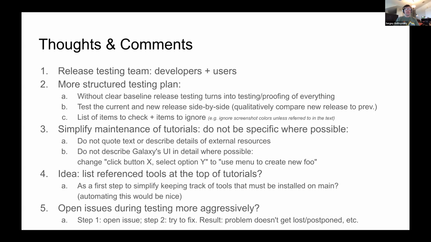Another idea is having a very structured list of items to check and items not to check, like a protocol. This will probably make it much easier and more efficient versus the approach of look and see. So literally ignore screenshot colors unless details of the user interface are specifically referred to in the text, that kind of stuff.